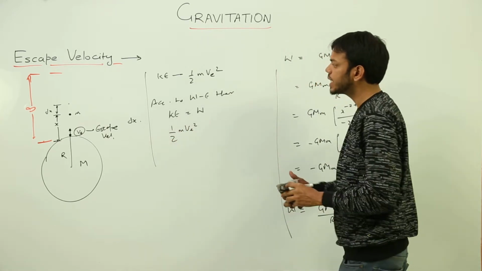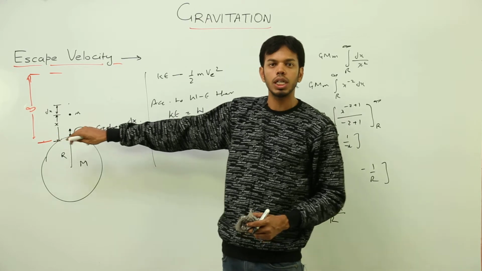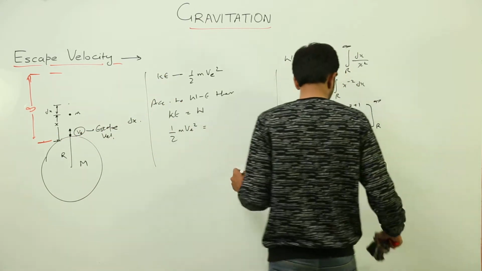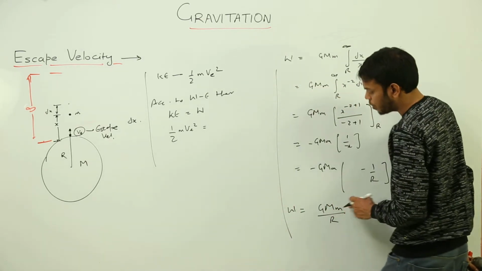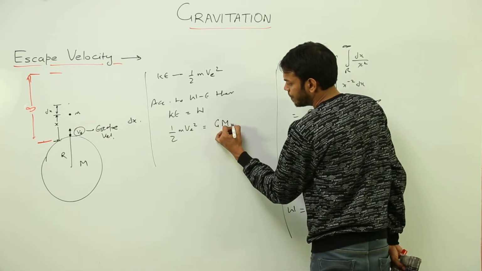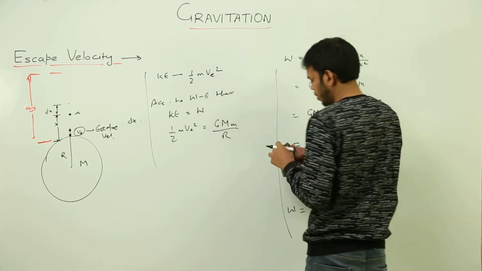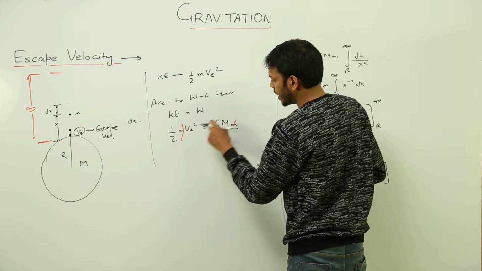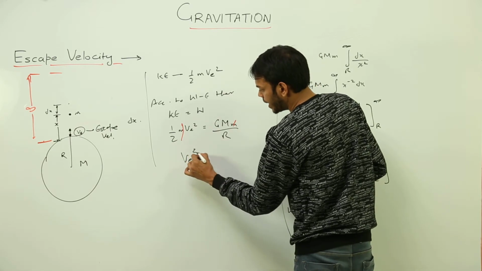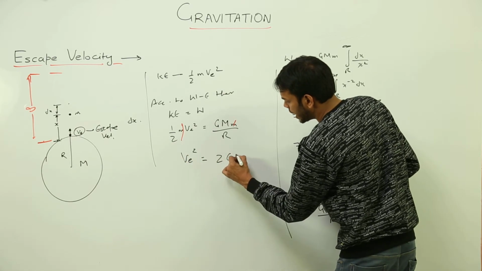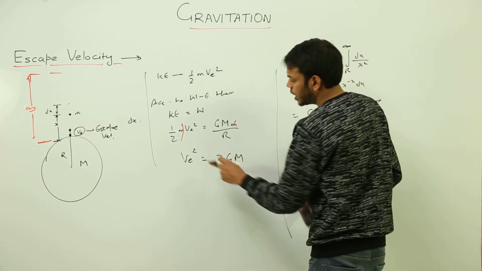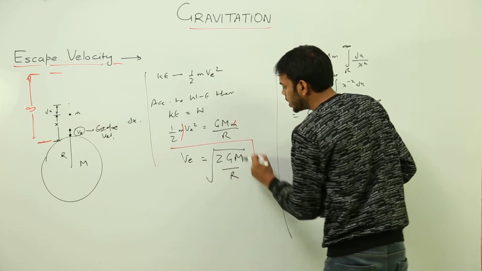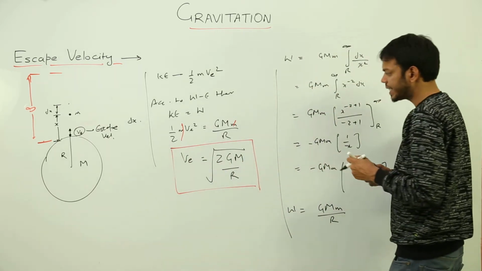I'll repeat that sentence. Kinetic energy associated with the body is equal to work done by the body. What is the formula we have? Work done is GMm over R. So half m Ve square equals GMm over R. The m cancels out, and we are left with 2 getting multiplied here. Ve square is equal to 2GM over R, or Ve is equal to under root 2GM upon R. So this is the formula for escape velocity.